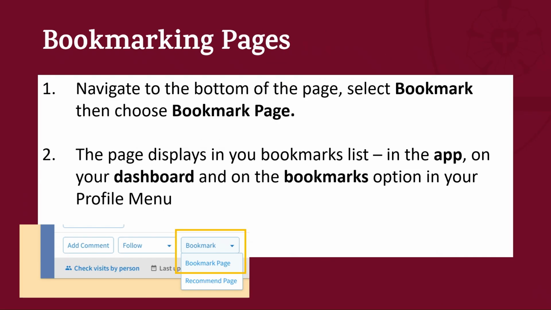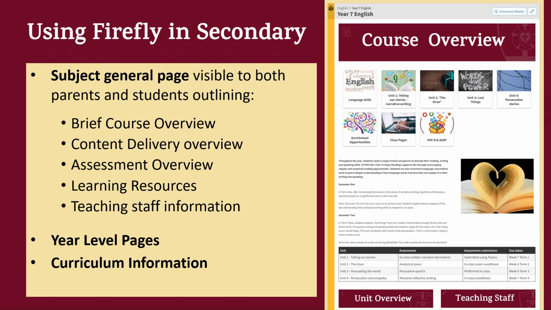We recommend that parents make a Firefly bookmark to their child's year level page by clicking on the Bookmark Page option in the Bookmark menu at the very bottom of the page. If you do not have a child in secondary, you can skip to the next section in this video.